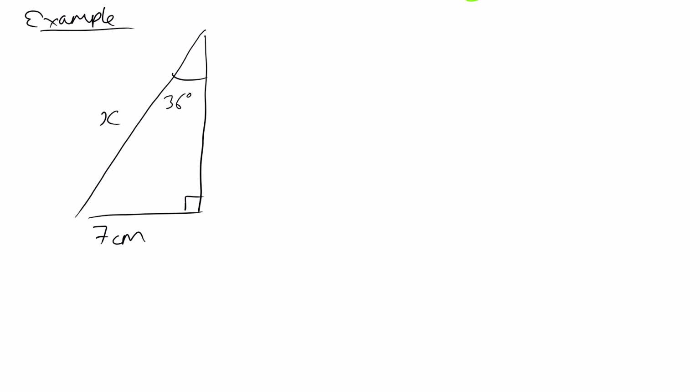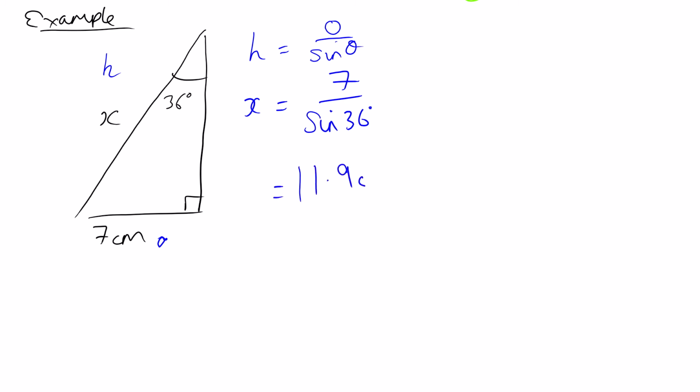Okay, step 1, we need to label the sides. So hypotenuse, opposite side, and we're not dealing with the adjacent here. Step 2, we now need to write out the equation. So h is O over sine theta. Step 3, we need to substitute. So x is 7 over sine 36 degrees. Next step, we need to calculate, and I've rounded this to 1 decimal place, so 11.9 centimeters.